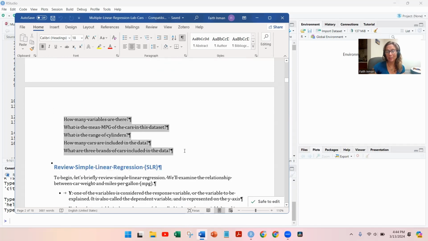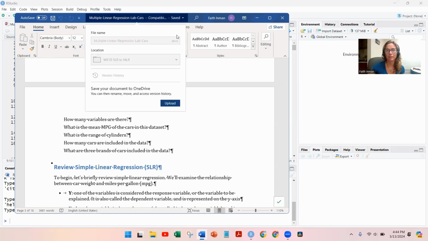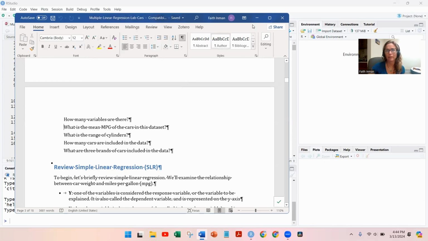What's kind of nice about knitting to Word is it allows you to edit the file, whereas with an HTML you can't. How about I send you this file too? I'll send you this file too. So if you can't knit it, if something goes wrong, you can still answer the questions and submit your homework. Okay? All right. I've got that saved. Location, same folder. Great.